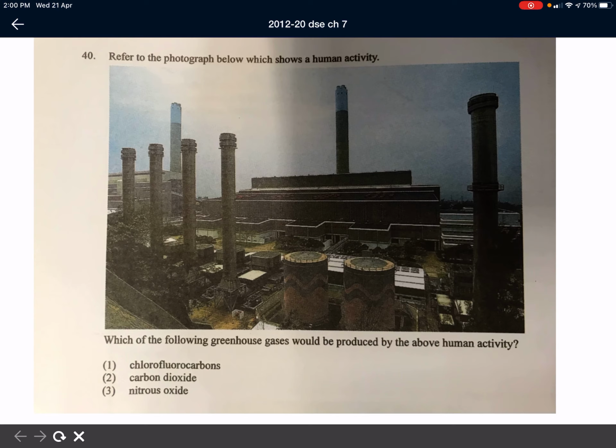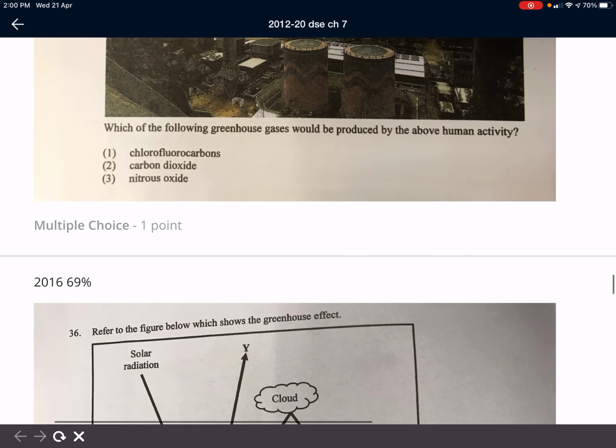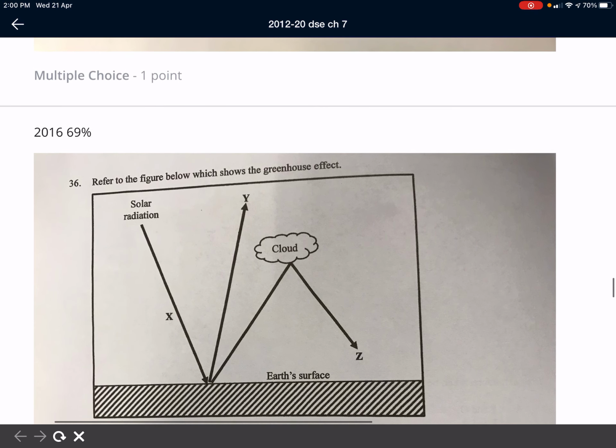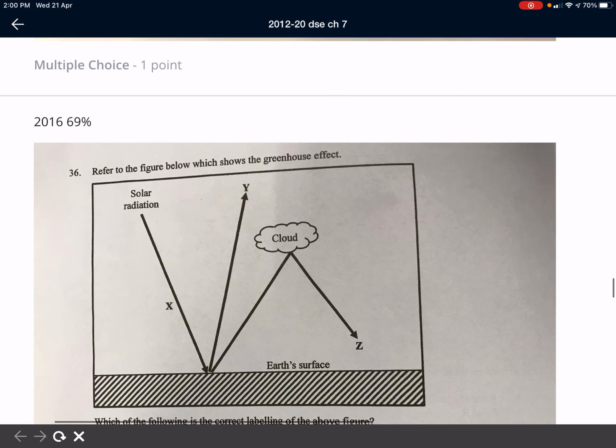Okay. Number 2, carbon dioxide. Okay, because it is going to burn the fossil fuel. And then how about nitrous oxide, which is also okay because during the production situation, there's a lot of energy, making the oxygen and nitrogen join together. So number 2 and 3 is correct.